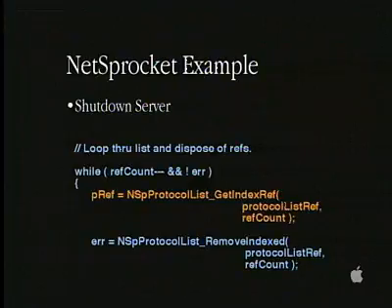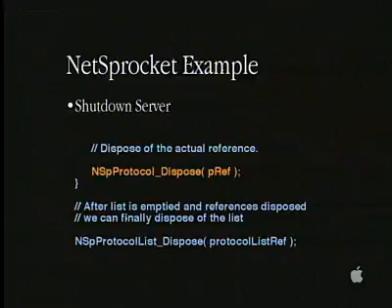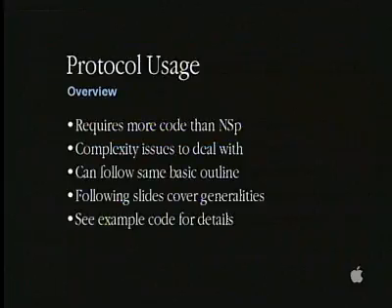For each item in the list reference, you are going to want to get the protocol reference. You're going to want to remove that reference from the list. That doesn't free the reference, it just removes it from that list. Then you can actually dispose of that protocol reference. After the list has been emptied, you can just dispose of the list reference, and now you have freed up everything. So there's no actual shutdown call for NetSprocket. After you've disposed of a game and disposed of any of the protocol references that you've created, you've cleaned up and you're ready to exit your program.